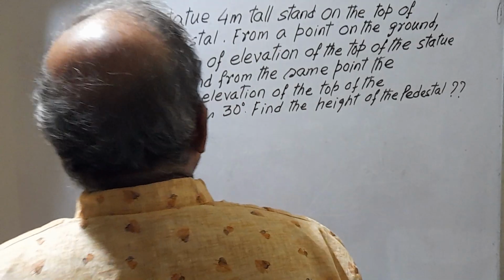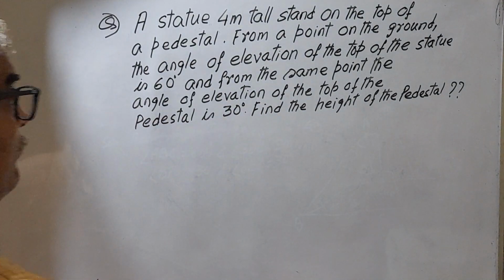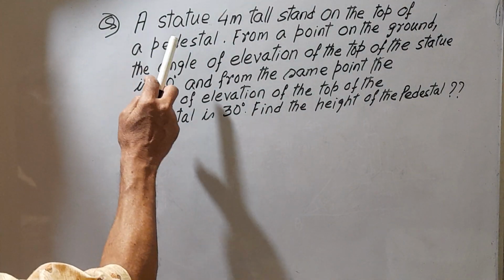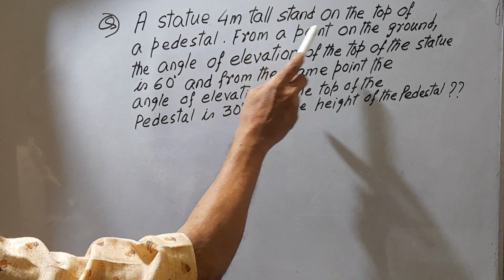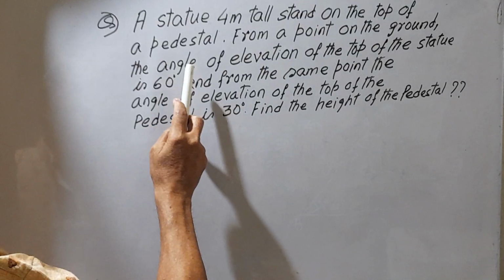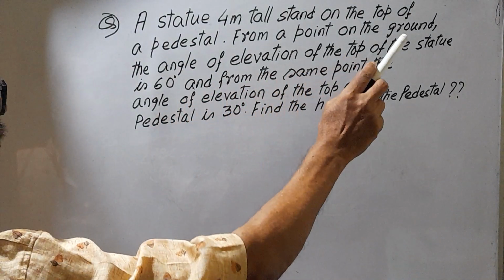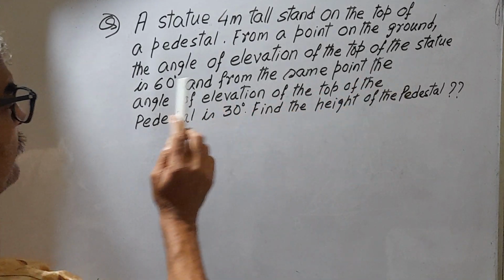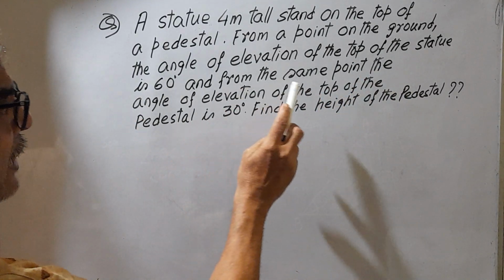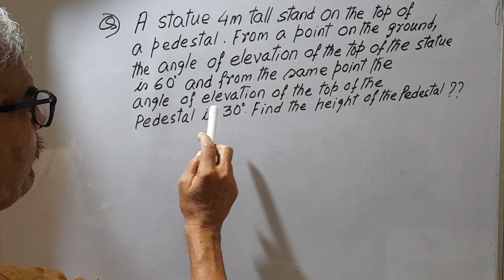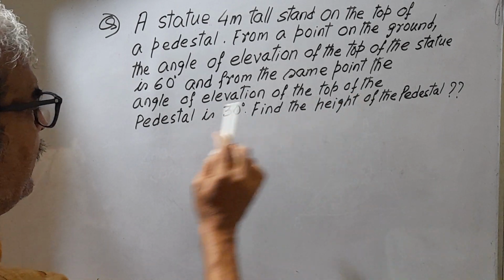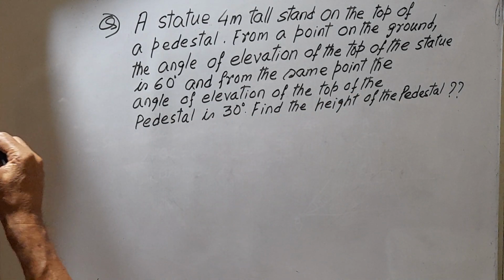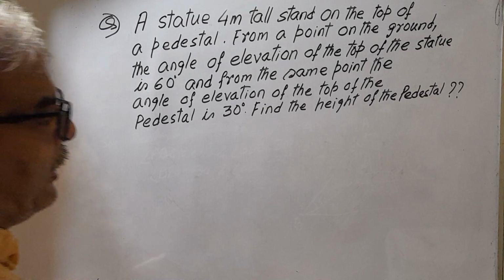Today I will discuss trigonometrical height and distance problem. See the question here. A statue 4 meters tall stands on the top of a pedestal. From a point on the ground, the angle of elevation of the top of the statue is 60 degrees, and from the same point the angle of elevation of the top of the pedestal is 30 degrees. Find the height of the pedestal.